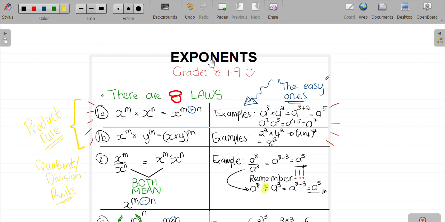In today's lesson, we're going to be touching on a broad overview of the rules of exponents. All right, there are 8 laws. There will be more videos coming out touching on other rules that you do need to know, like with square roots and that. But today, we're just going to be touching on exponents.